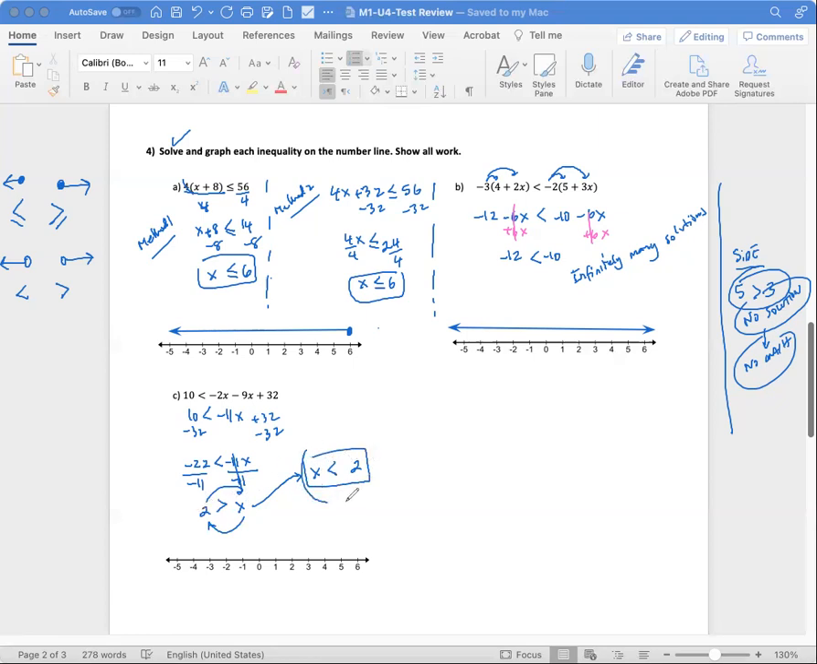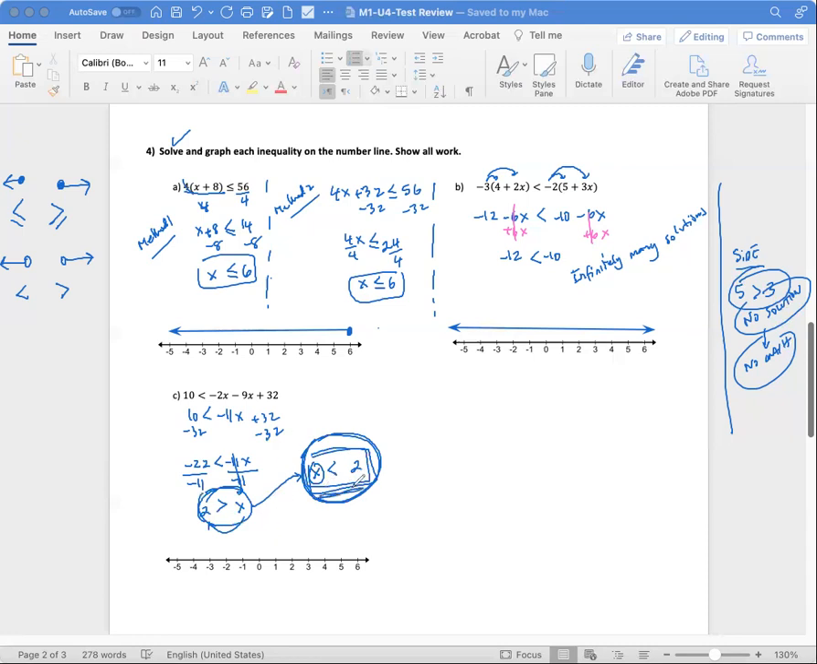The only thing is that I want to start with x, because the x is the one that we're graphing. This cannot be graphed. I mean, we can, but normally we graph x is less than 2, right? So again, the final answer must be x on the left-hand side. So it's x is less than 2, not 2 is greater than x.